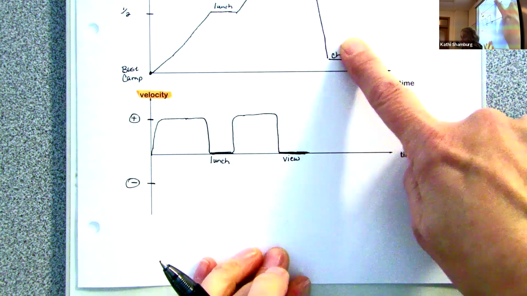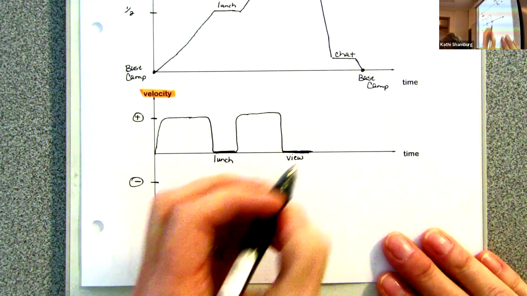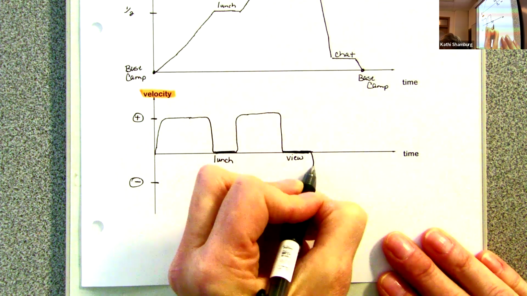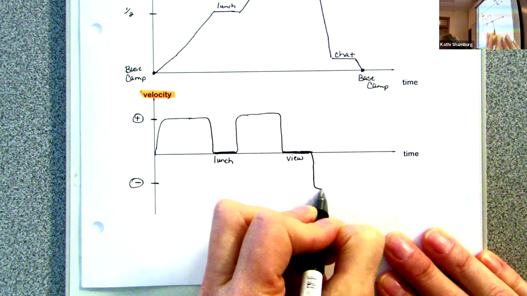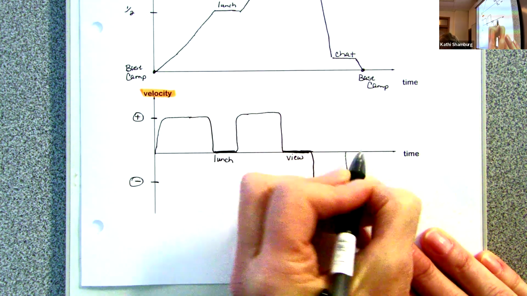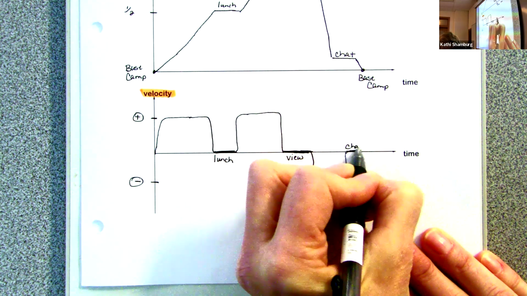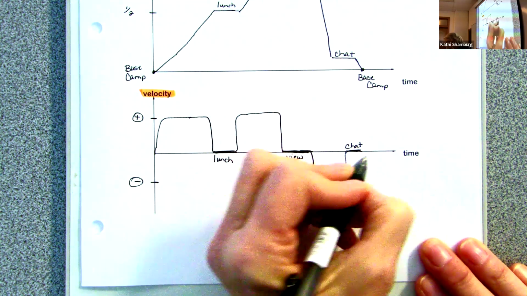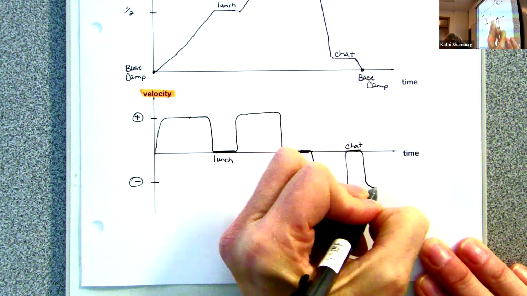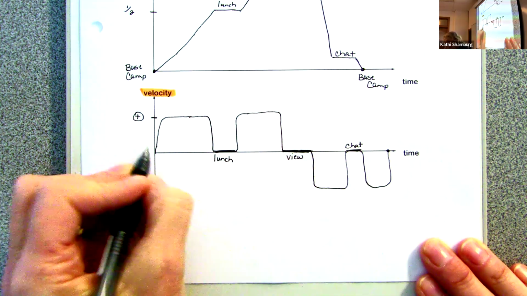And so now on the decline, we know that direction is negative. So then we are walking down more quickly until we stop and chat with a friend. So here I'm stopping, I chat, and then I finish the rest of the way until I'm back at base camp.